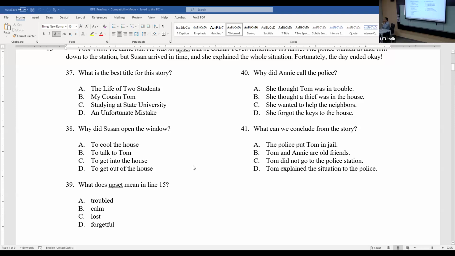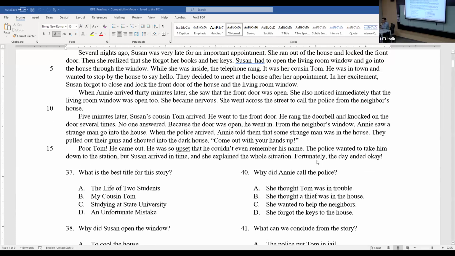What about item 40? Why did Annie call the police? What's the answer? B. The answer is B, she thought the thief was in the house. Can marginal A2 students get this item correct?